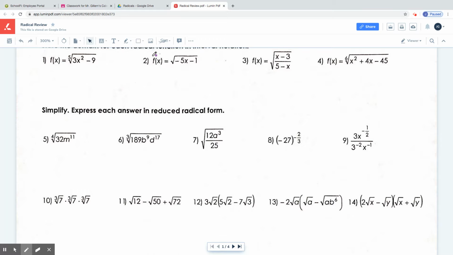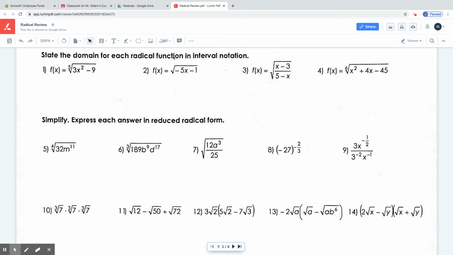All right, and this is finding the domain in interval notation. Okay, so first thing to check is to make sure it's not an odd root. It's not, it's even, it's 2, which means you have to set whatever's underneath the radical equal to 0. All right, so I get negative 5x equals 1. So x is equal to negative 1/5.